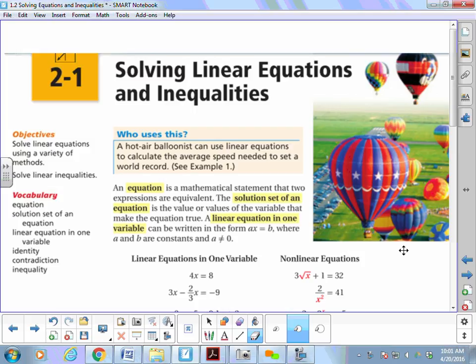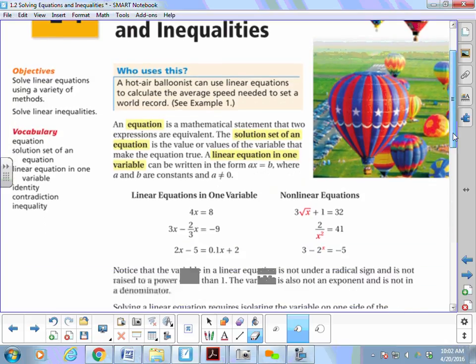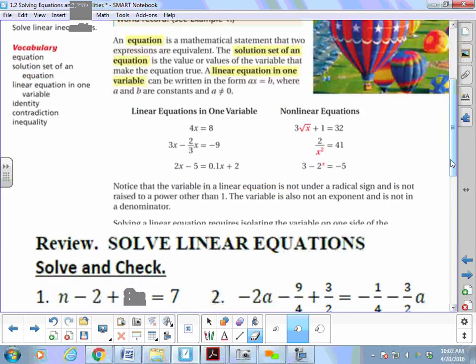Just reminders then. Equation: a mathematical statement that two expressions are equivalent. The solution set of an equation is the value or values that make it true. A linear equation in one variable can be written in the form ax equals b, where a and b are constants. So you've seen lots of them. Here's a couple of examples of linear equations in one variable, and nonlinear equations.